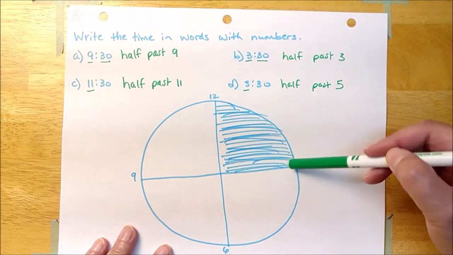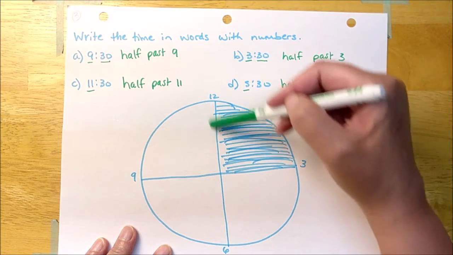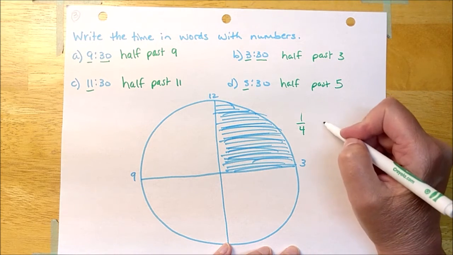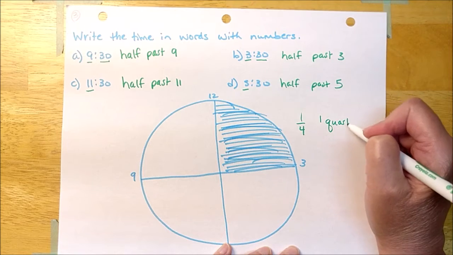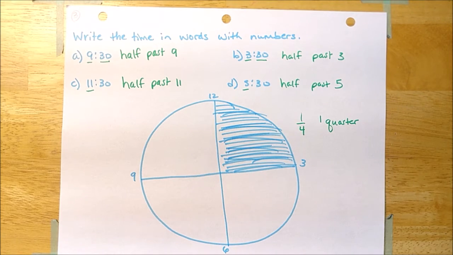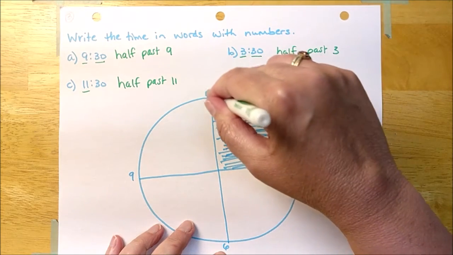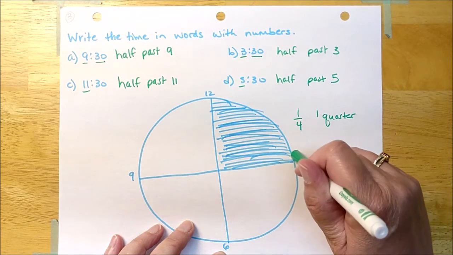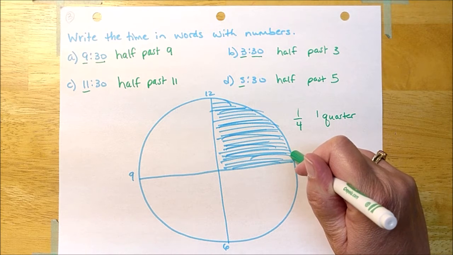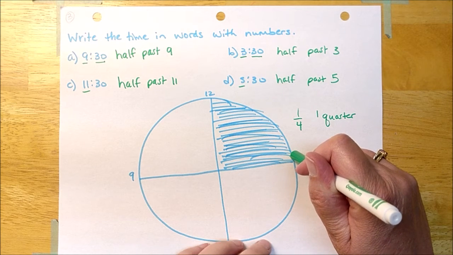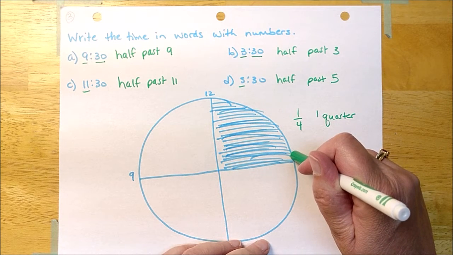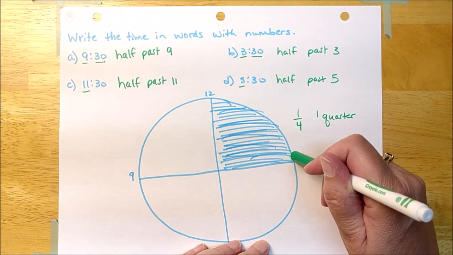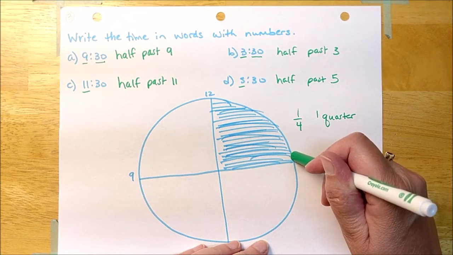And I have shaded in 1/4, we could say 1/4 of the clock. So my minute hand travels from 12 to 3, we would say that it has gone 1/4 past the hour. So it has gone past the hour.